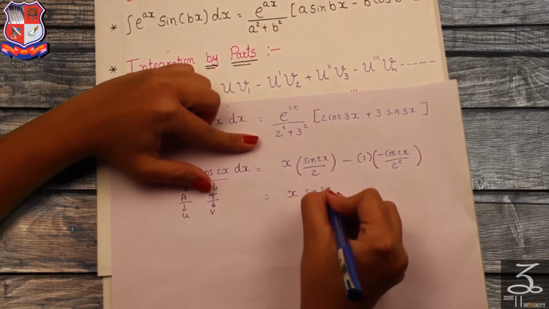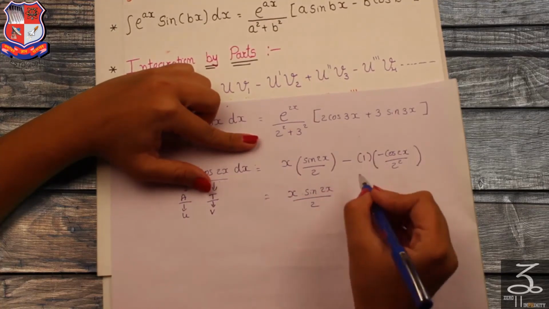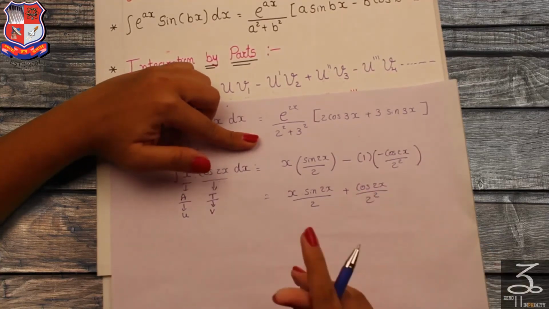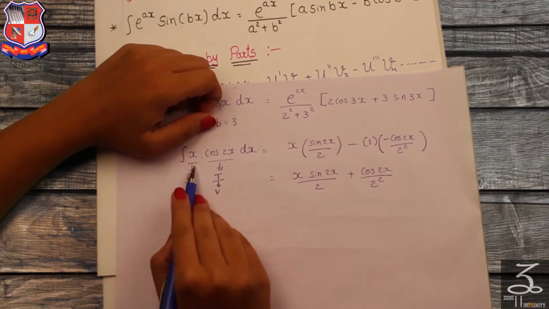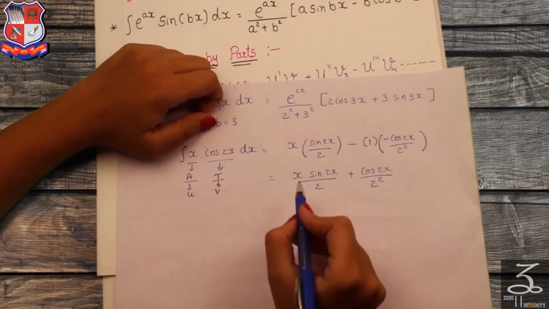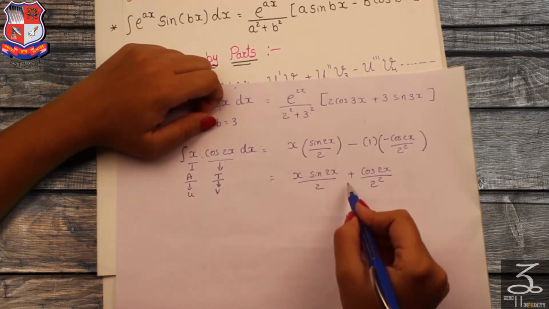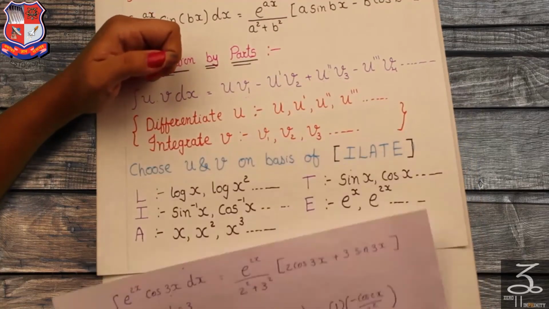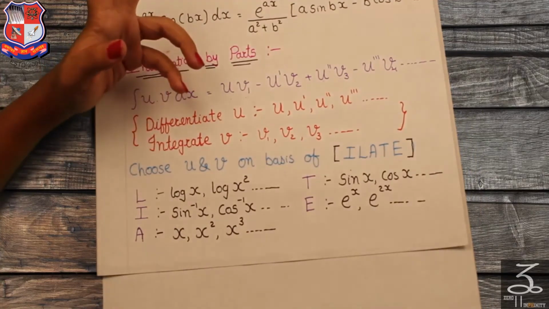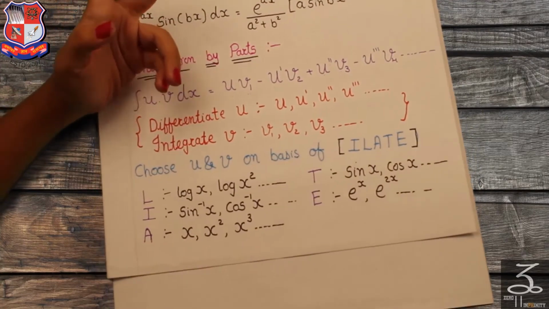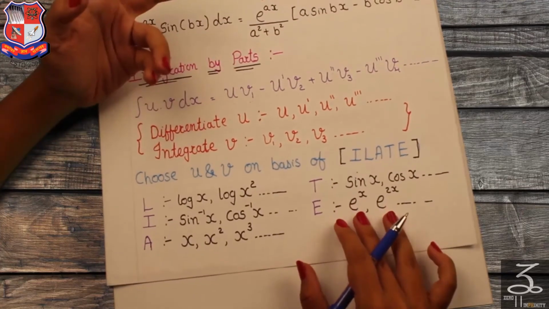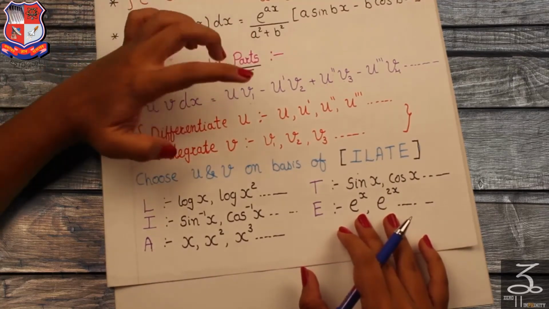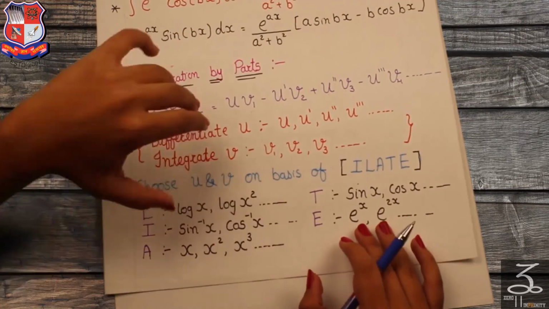Now using the terms, what would you get? x into sine 2x by 2, minus minus plus, cos 2x by 2 whole square. That is, integration of x into cos 2x dx is x sine 2x by 2 plus cos 2x by 2 whole square. This was your basic integration by parts. It can be any function, exponential into trigonometric, or exponential into algebraic term, inverse into algebraic term, any terms you can solve by integrating by parts.